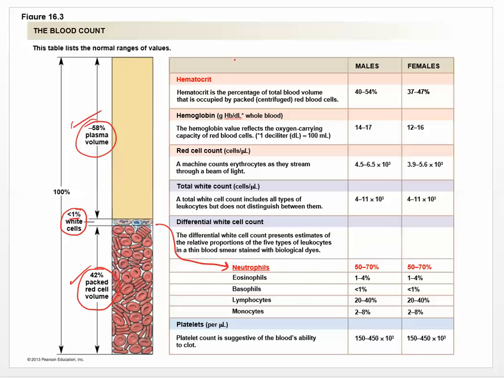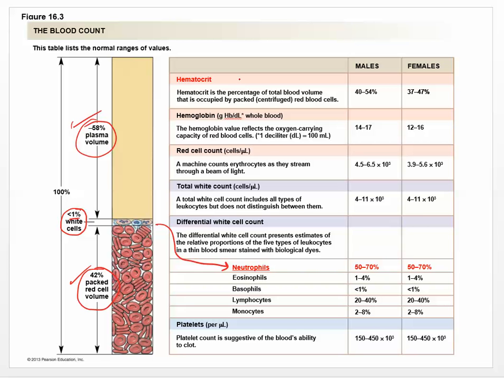Okay, so let's look at some other terms. Hematocrit. Because red blood cells carry oxygen, we want to know how many red blood cells we have, because that has a big effect on how much energy you have, how much you can sustain activity and things like that.